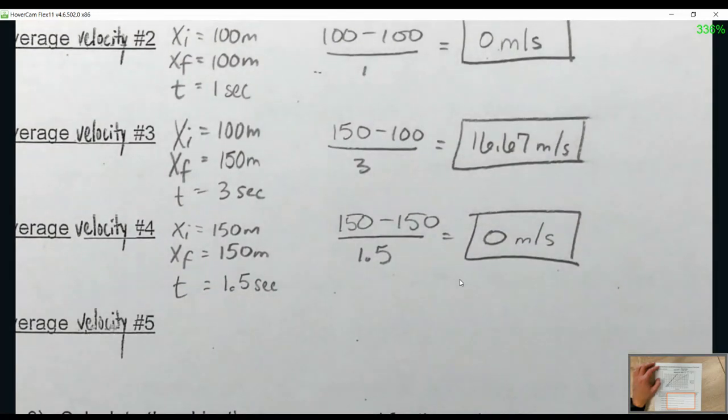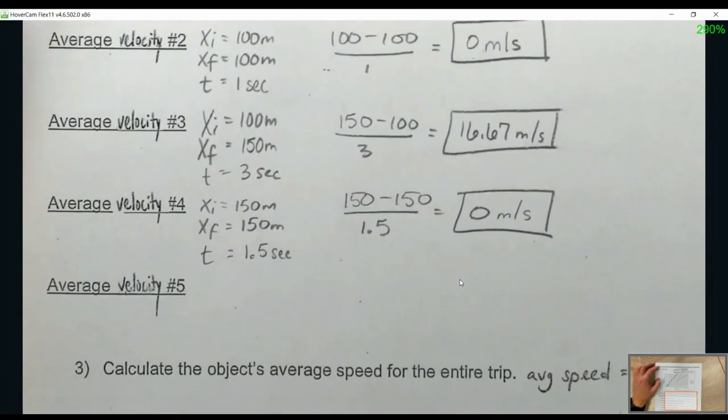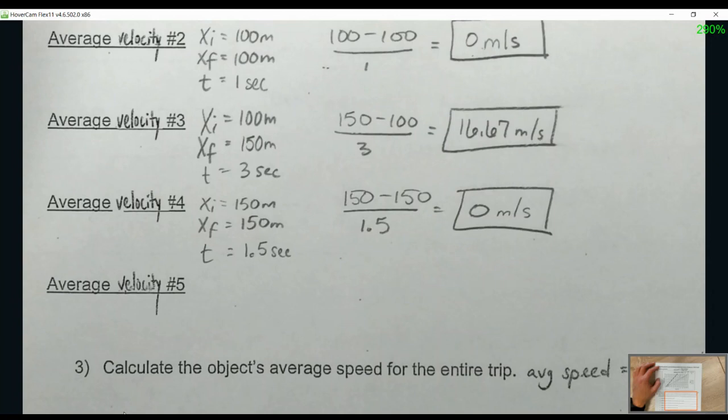And then we're going to look at our next one. I want you guys to try this for a second. I want to see you guys solve for number 5 really quickly.